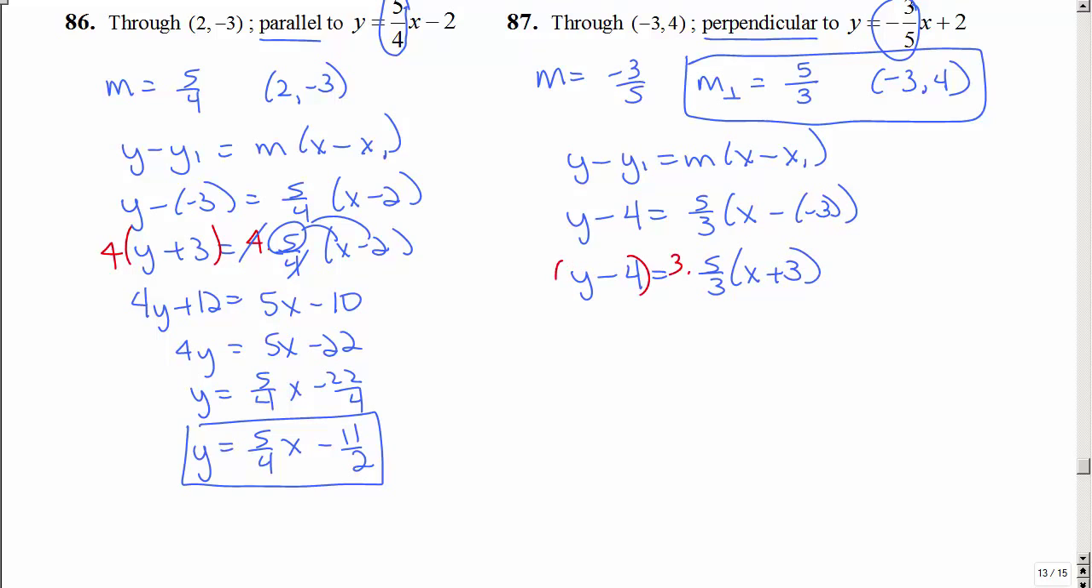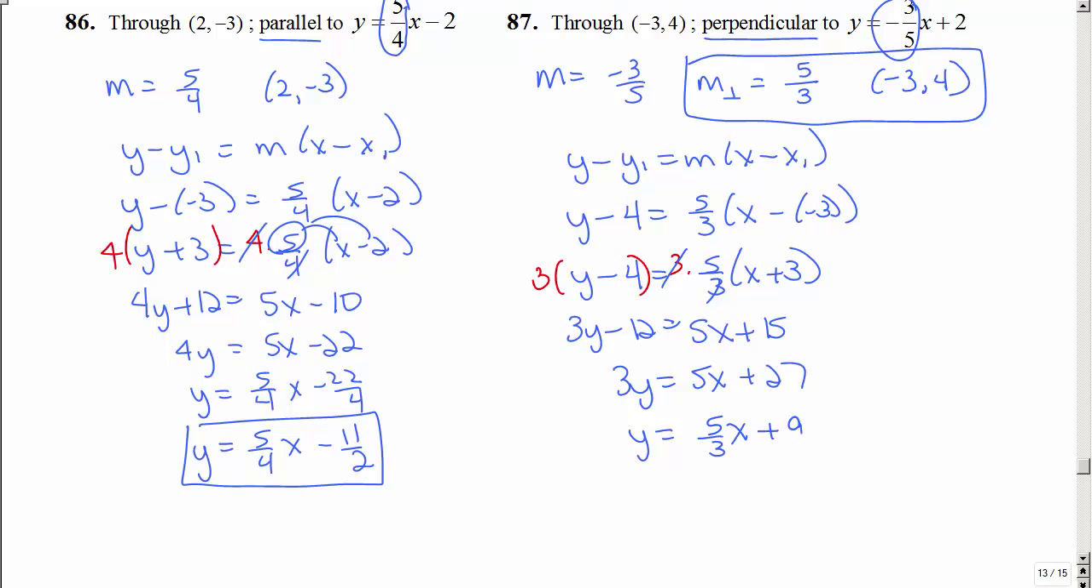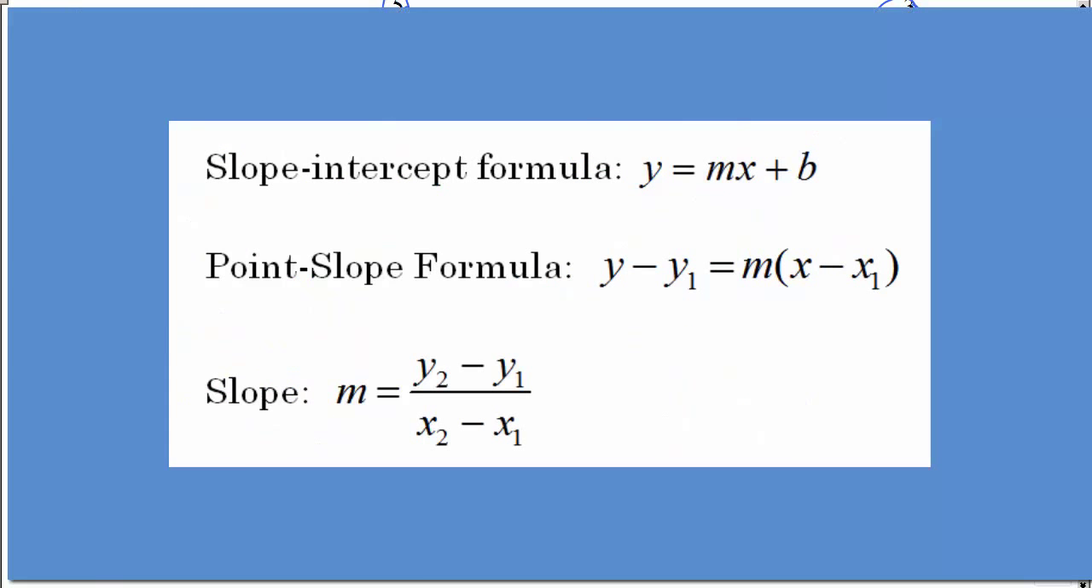Multiplying by that denominator, adding 12, and dividing by 3. So you've got to know those formulas, got to memorize them. The slope formula, the slope-intercept formula, and the point-slope formula.